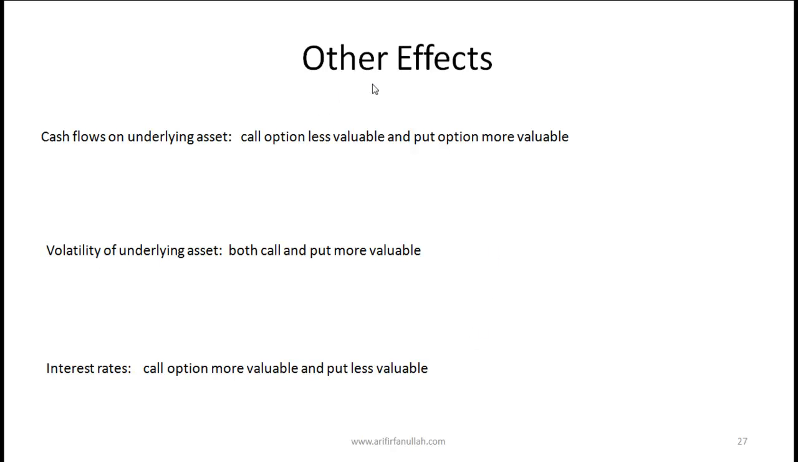Finally, what are some other effects that you need to know? What is the effect of cash flows on an underlying asset? And what I mean by this is the following. So let's say you have your call option, so call option C. The underlying is a stock, IFT, and this stock, let's say, is a dividend paying stock. So this stock, let's say, is giving you a healthy dividend.